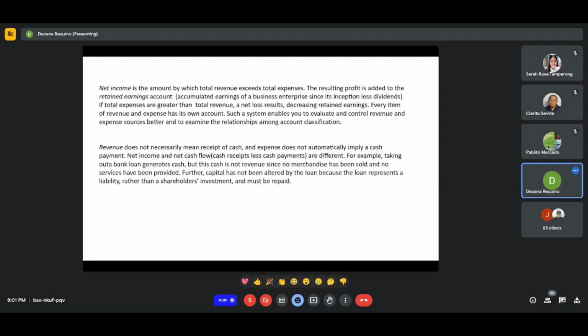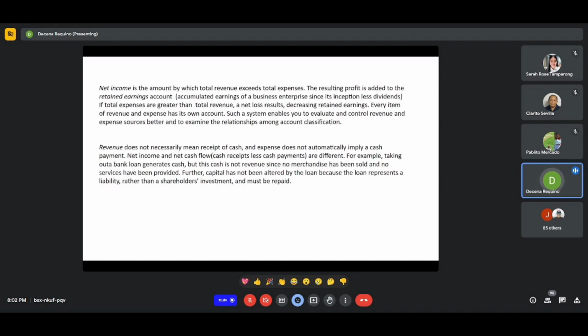Every item of the revenue and expense has its own account. Such a system enables you to evaluate and control revenue and expense sources better and to examine the relationship among accounts classification. Revenue does not necessarily mean receipt of cash, and expense does not automatically imply a cash payment. Net income and net cash flow, yung cash receipts less cash payment, are different.